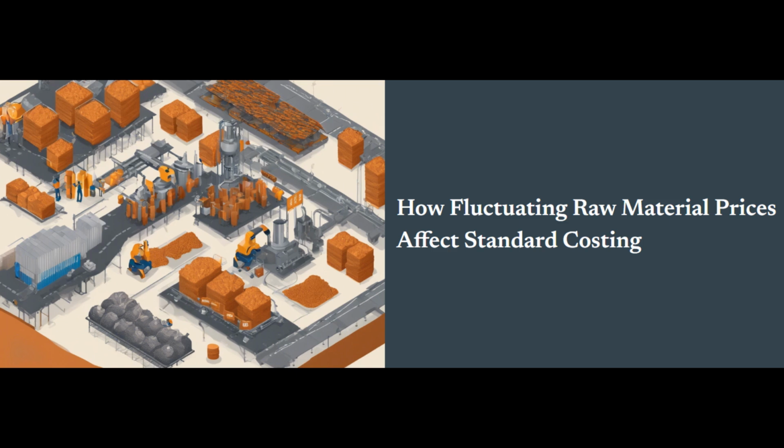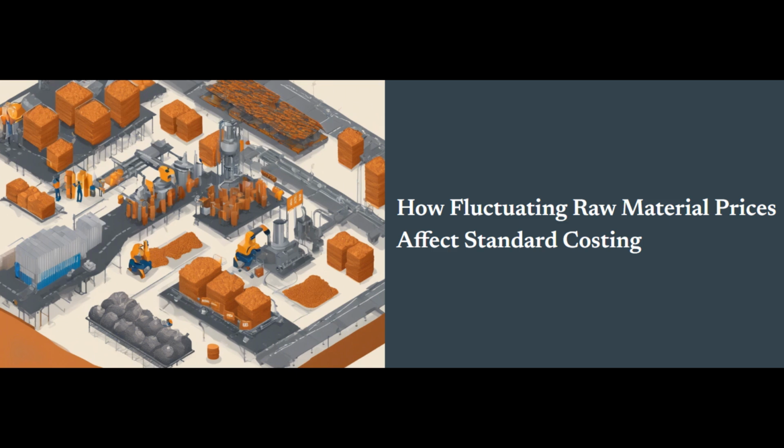Effect on budgeting and planning. Fluctuating raw material prices can also make it difficult to plan and budget effectively. If costs are constantly changing, it can be challenging to forecast future financial performance and make informed decisions about investments, staffing, and other key business issues.